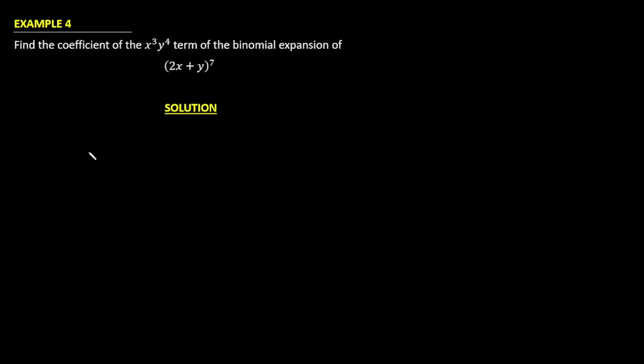Hello, welcome back to example 4. In this question, we are going to find the coefficient of the term x to the power of 3, y to the power of 4, in the binomial expansion of (2x plus y) to the power of 7. So let's write the question. Rewrite the expression, which is (2x plus y) to the power of 7, which implies our a is 2x, our b is y, our n is 7.